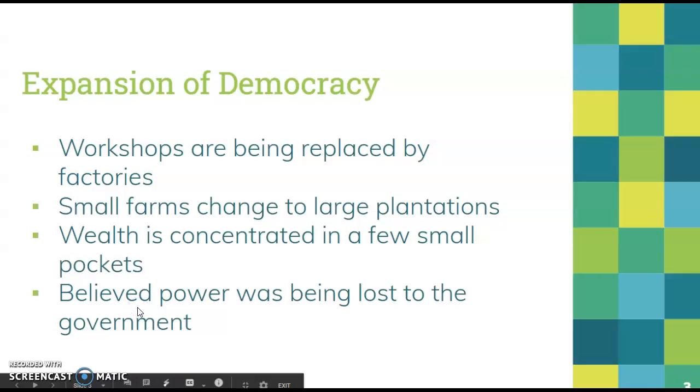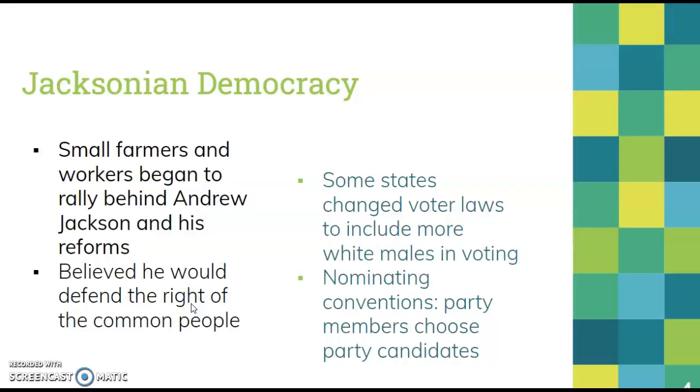In the early 1800s, a lot is changing in the United States. Workshops are being replaced by large factories. Small farms are being changed to large plantations. Wealth starts to be concentrated in the hands of a few small pockets of very rich people. The average person begins to believe that power is being lost to the government, and that the government is gaining a lot of control, going back to those ideas of monarchies and absolute control and getting away from more democracy. This is where Andrew Jackson enters.